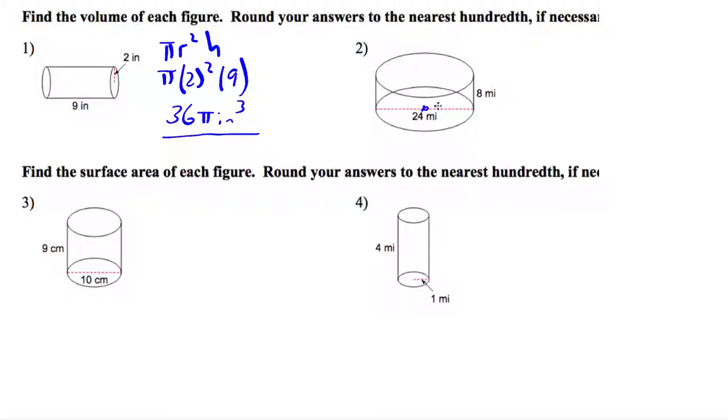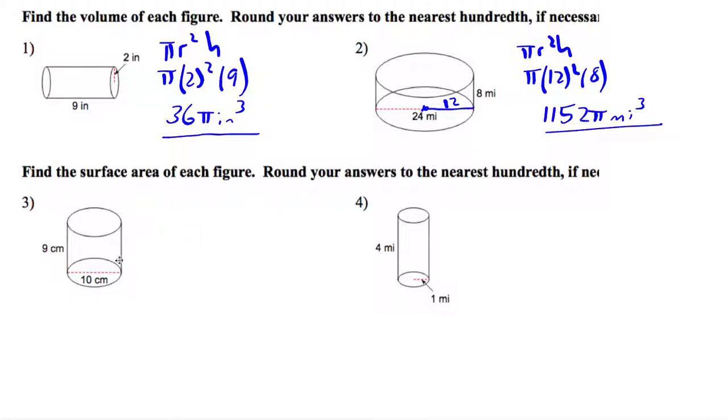Here they give us the diameter, so that means that the radius is half of that, which is 12. So the volume is pi r squared h. So we get pi times 12 squared times the height. So we're going to have 144 times 8, which is going to be 1152 pi miles cubed.